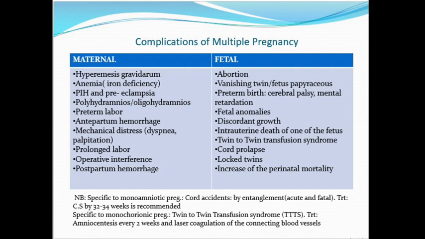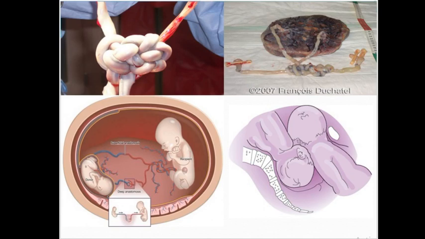Also, a specific complication of the monochorionic pregnancy is the twin-to-twin transfusion syndrome. As I've said, I have a separate video on this, so you can watch that one to get more information. But basically, what happens in the twin-to-twin transfusion syndrome is that we have, as you can see in this diagram, the left diagram, the donor and the recipient, and they have a communicating vessel. Now, one of the fetuses, which is the donor, is always supplying blood to the recipient.